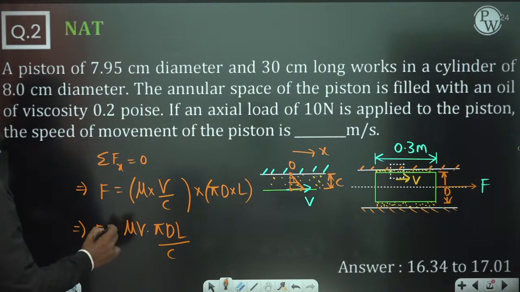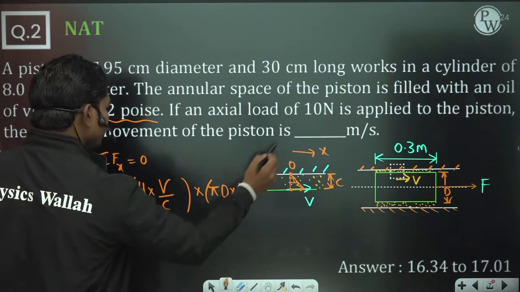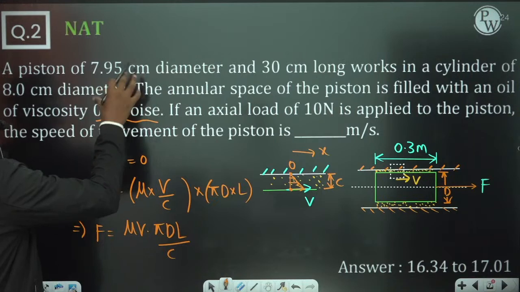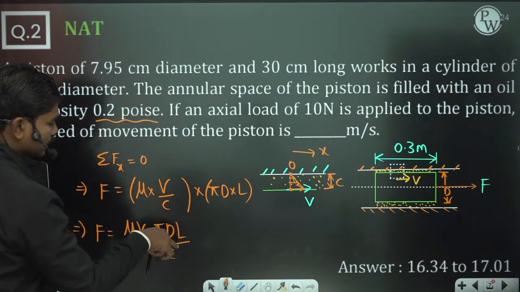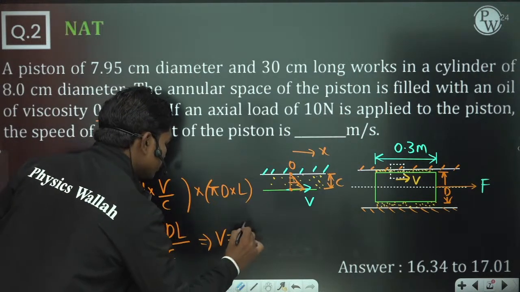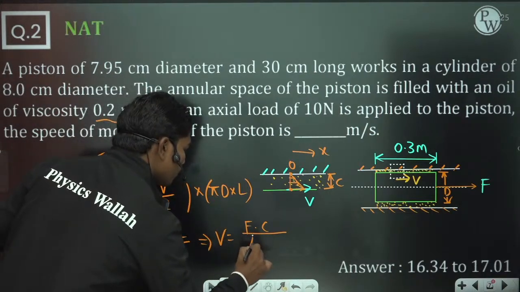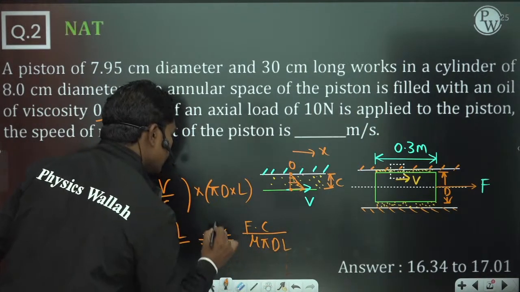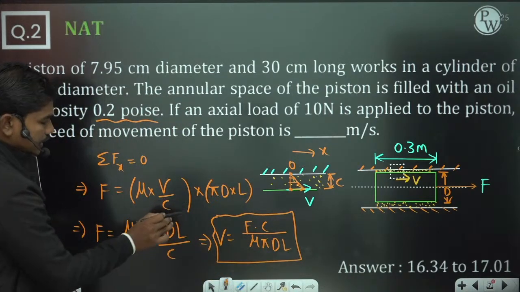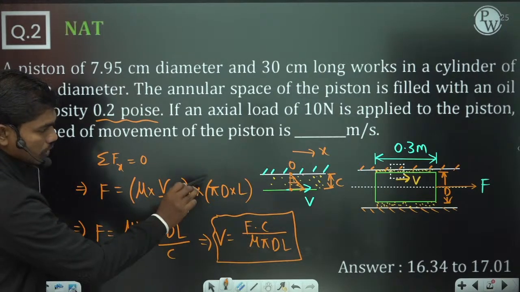Now the mu value is given directly, 0.2 poise. The V value is what we need to calculate for the piston. The pi value is constant, the diameter of the piston and the clearance are given, the length is 30 centimeters, and the force applied is also given. So the expression for V is F into clearance divided by mu pi D L. This is the expression for the velocity in this case, correct? It's very simple. Total shear force acting is equal to Newton's law of viscosity: mu into velocity gradient into pi D into L.